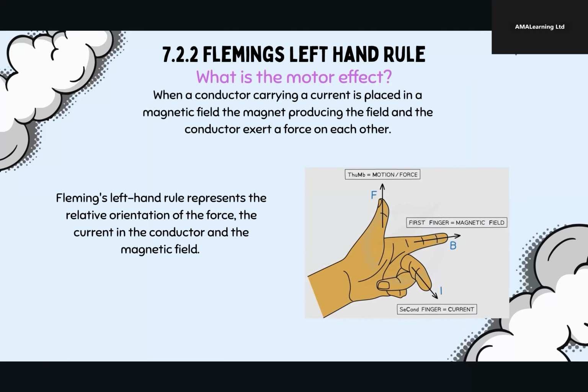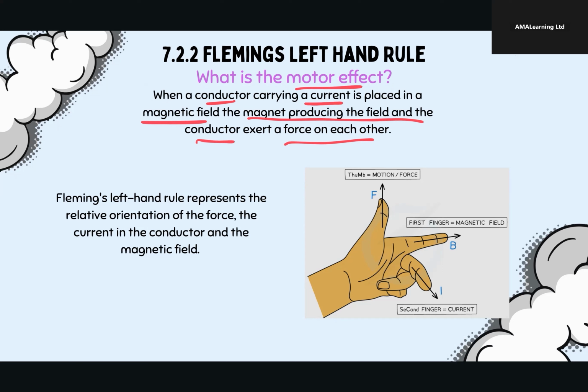Okay, Fleming's left-hand rule. Again, I'll read through it, then I'll explain it. What we're looking at here is the motor effect. When a conductor carrying a current is placed in a magnetic field, the magnet producing the field and the conductor exert a force on each other. So what we're saying here is when you have something creating a magnetic field and something causing a current, they exert a force on each other that causes the movement of something else.